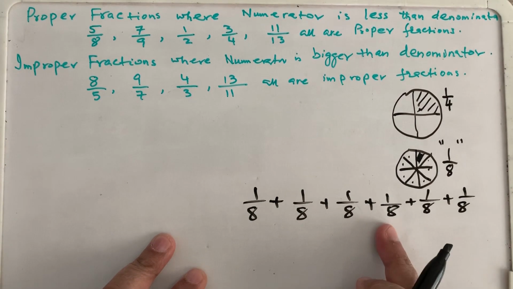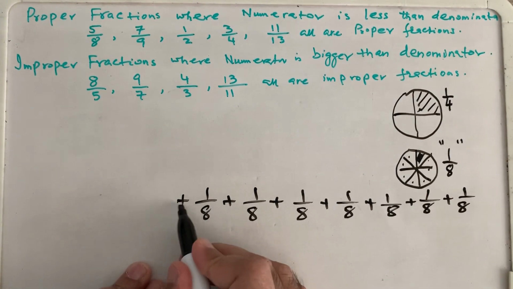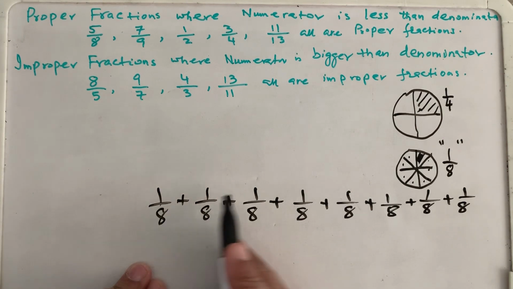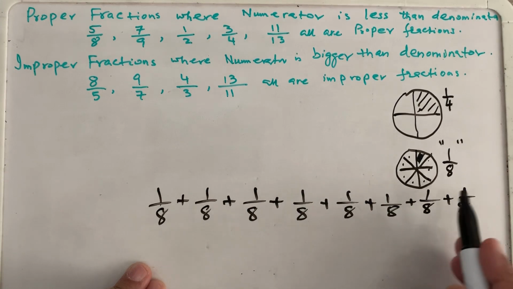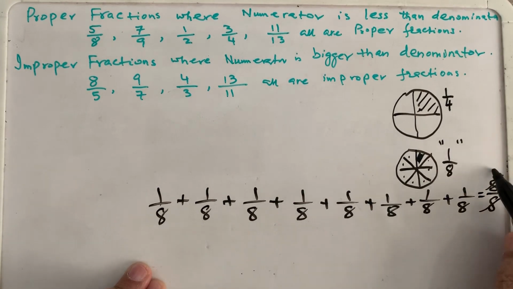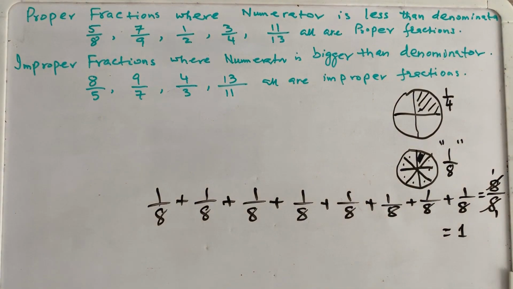1, 2, 3, 4, 5, 6, 7, 8. So if we count the top, 1 plus 1, 2, 3, 4, 5, 6, 7, 8, that means it makes 8 over 8. Now it is full. 8 over 8 means 1, right? 8 ones are 1. It makes 1. So we understand what the fraction means to us.